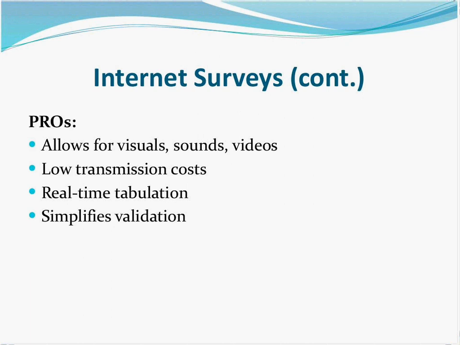The pros of the Internet survey: it allows for visuals, sounds, videos, low transmission cost, real-time tabulation, and validation becomes very simple. What I generally do in an Internet survey is at the end of the survey, I'll put optional. I'll ask for their name and telephone number. I'll point out at the beginning of the survey that they won't be contacted. Nobody's trying to sell them anything. But we do ask for their name and phone number, and that helps us in validating, making sure that they were qualified and that they did indeed take the survey.